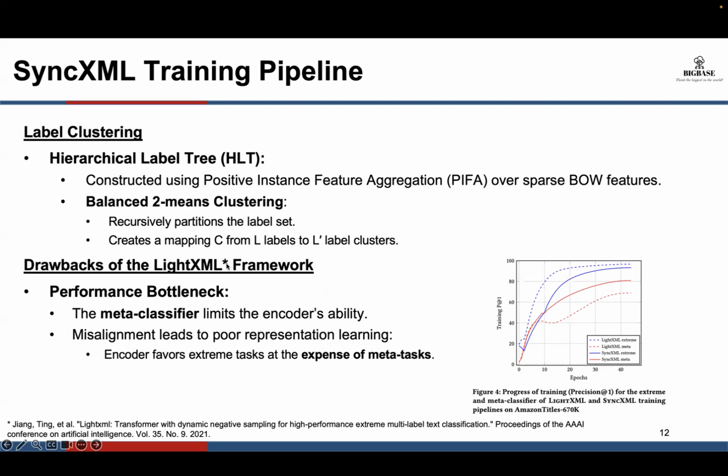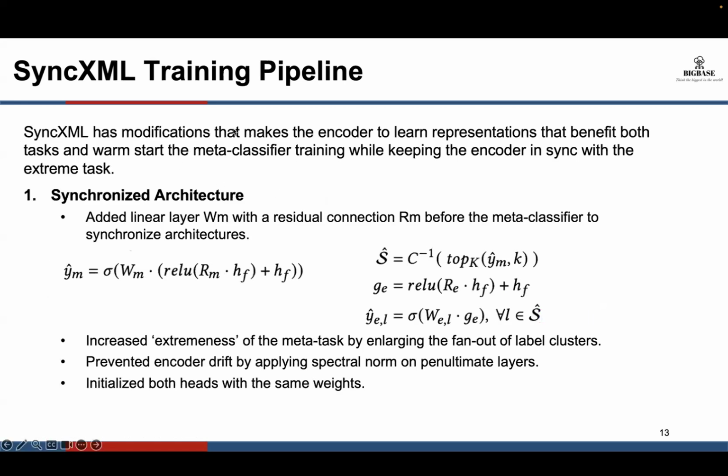Here, the LightXML framework actually uses dynamic hard negative mining as well, but there are some drawbacks of this framework that they fix in this paper. The drawback is that the performance of the encoder has a bottleneck because of the meta classifier. If we look at the graph, we can see that the meta classifier falls behind the extreme classifier. The model tends to learn representations that benefit the extreme task at the expense of the meta task. Here, SyncXML has modifications that make the encoder learn representations that benefit both tasks, and also warm start the meta classifier training, while they do this in a synchronized manner.